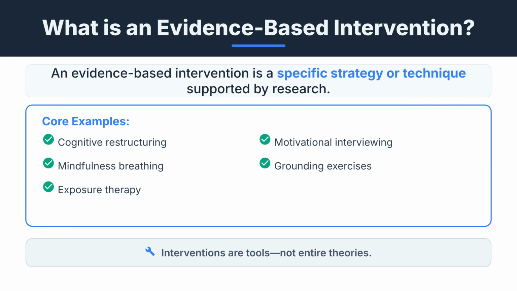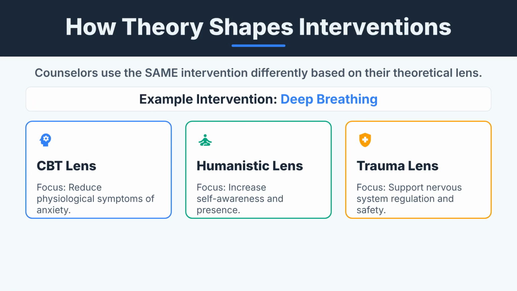An evidence-based intervention is a specific strategy supported by research, such as cognitive restructuring or mindfulness breathing. These are tools, not entire theories. The rationale behind the tool comes from your overarching theory. Counselors use the same intervention differently, based on their theoretical lens. For deep breathing, a CBT lens focuses on symptom reduction, a humanistic lens focuses on presence, and a trauma lens focuses on nervous system regulation and safety.